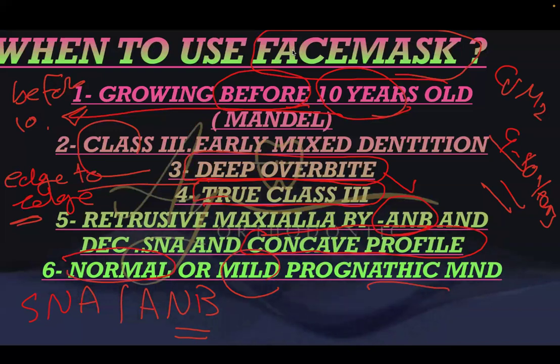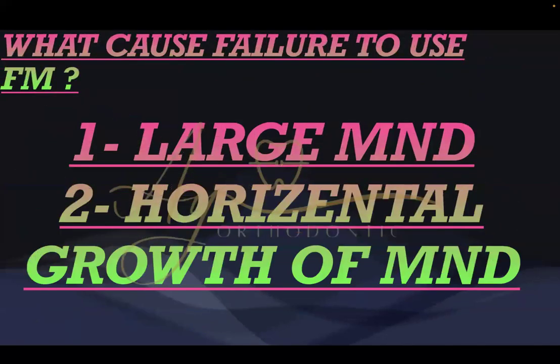Because while using the face mask, he's going to get, as a skeletal part, the maxilla more downwards and forward, allowing the mandible to rotate clockwise, downward and backward. So if it's normal or mild prognathic, I'm not going to change it from class 3 or class 1 to more of a class 2, okay?